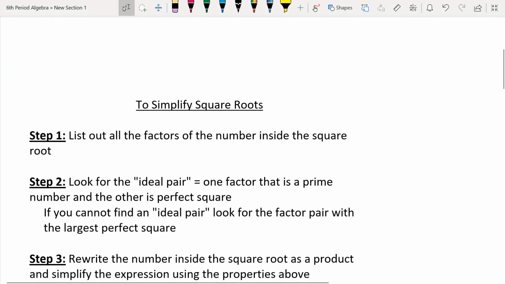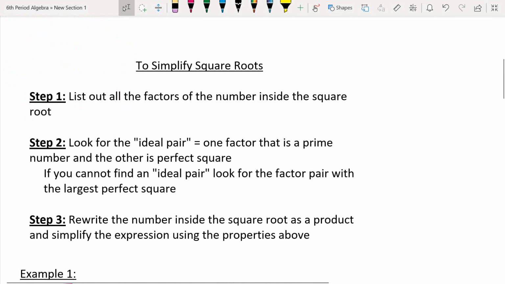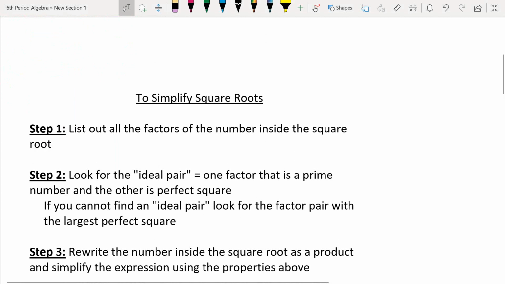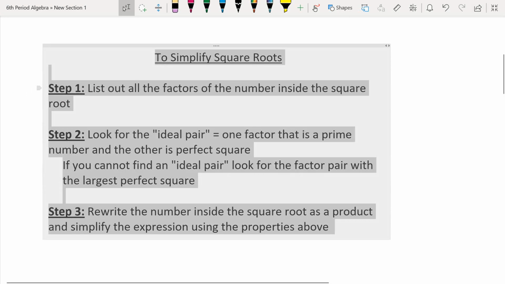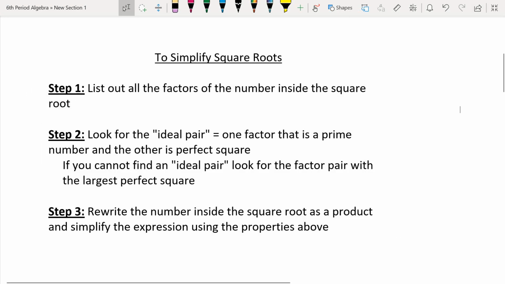Let's go on to the next little chunk. Oh, I should mention that if you need to pause the video, pause the video, if you need to copy things down or if I'm going too fast. This is our next chunk. These are the actual steps that we're going to follow to simplify square roots.